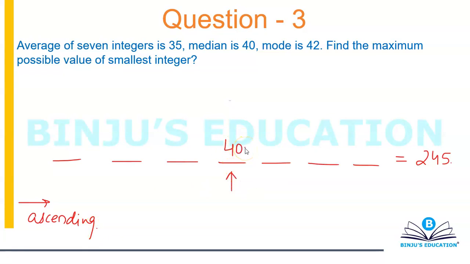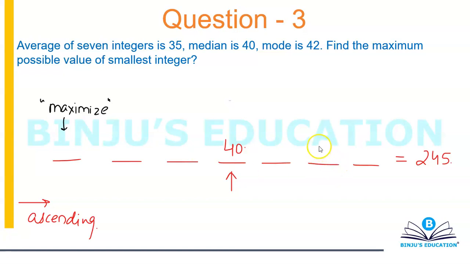Mode is 42, which means 42 has to come at least twice. And it says to find the maximum possible value of the smallest integer. So I need to maximize this number, which basically means I'll have to minimize all the remaining numbers. Now mode is 42, which means it has to come at least twice.